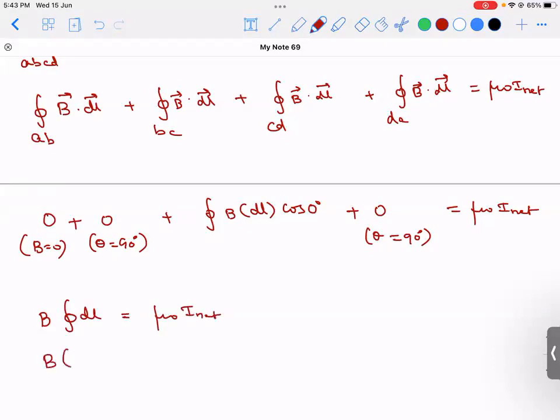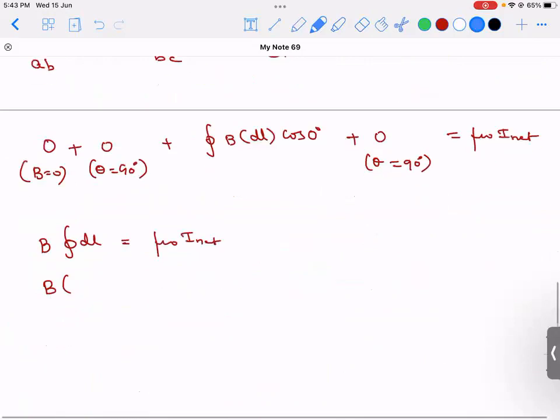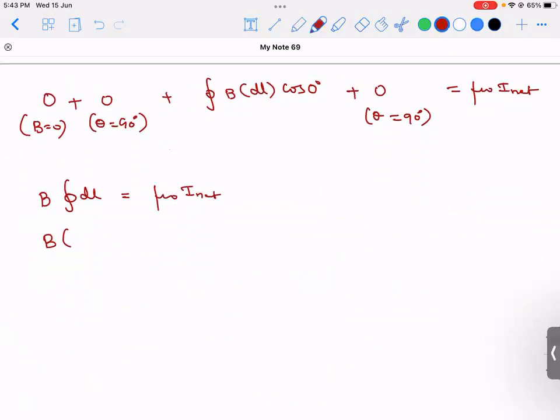So B into, tell me what is going to be the length of dl. We have not yet considered that. I never told you what is the length. Now an additional part to be taken in the diagram is, observe. Let me say this length is L dash. So which length am I talking about? The distance between C and D. I'm considering it to be L dash. Now concentrate on the important point. Here I will write it as B L dash is equal to mu naught into I net. Let me call this equation number 1.